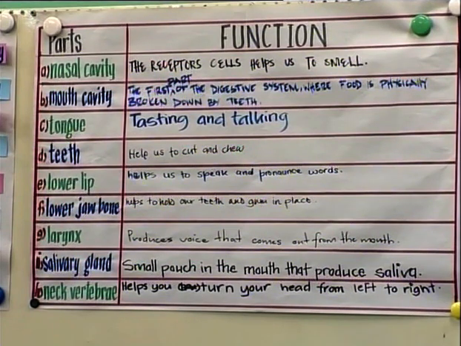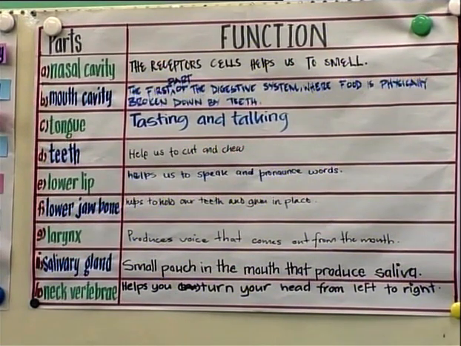Lower jawbone helps to hold our teeth and gums in place. Larynx produces the voice. Salivary glands produce the saliva, that watery substance in your mouth. And the neck vertebrae help turn your head from left to right.